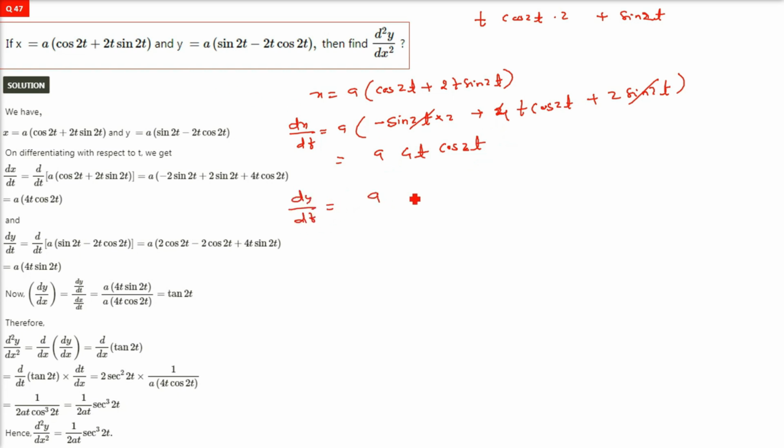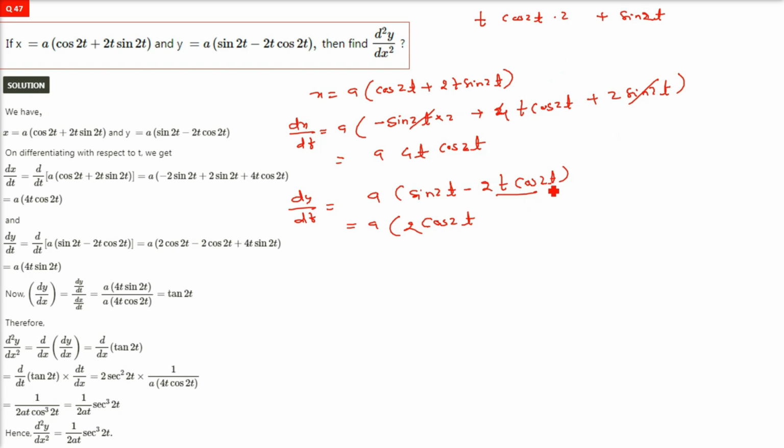Dy by dt: y is a times (sin 2t minus 2t cos 2t). We have to differentiate. a sin 2t will be cos 2t, differentiation of 2t will be 2. And we have this 2t cos 2t.